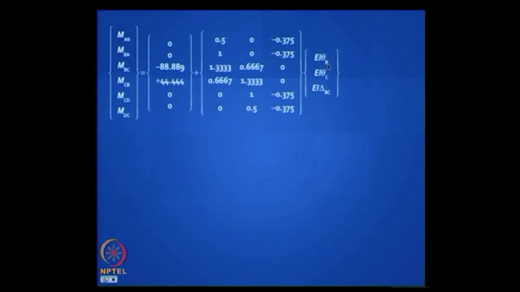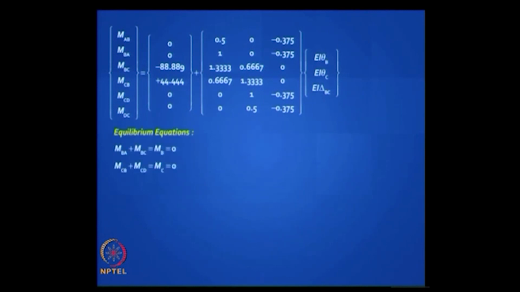These are my coefficients related to EI theta B, EI theta C and EI delta BC, which comes from either 4 EI by L or 2 EI by L or 6 EI by L squared, right. And if somehow I get the answers for EI theta B, EI theta C, EI delta, then I just plug it in, I get the final answers, very simple. Is it clear? Now the big question is, how do I get those 3 equations?